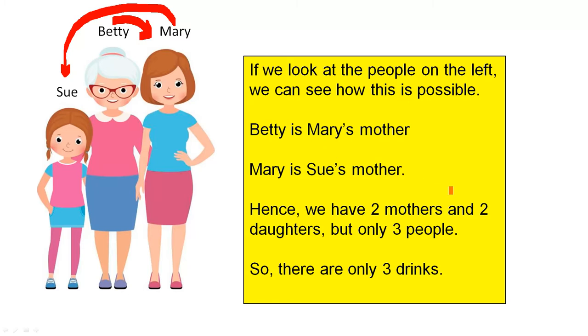Hence, we have 2 mothers, and the 2 mothers are Betty and Mary, and 2 daughters, and the 2 daughters are Mary and Sue, but only 3 people. So there are only 3 drinks.